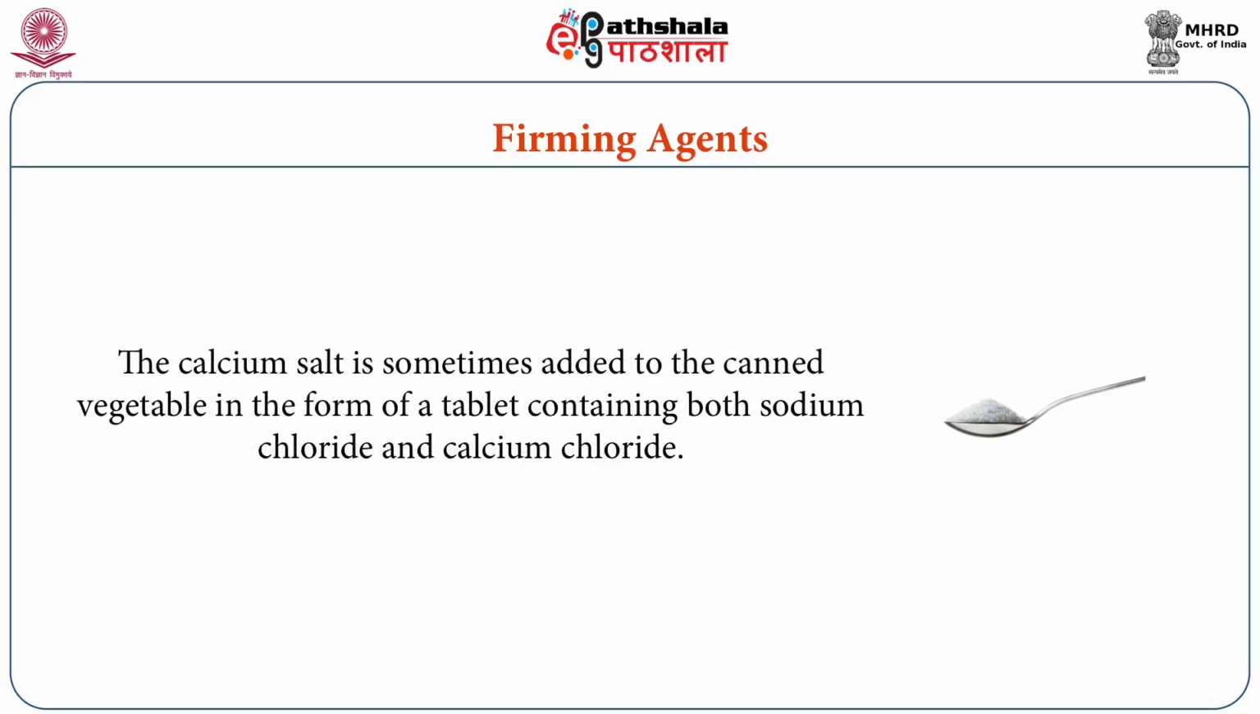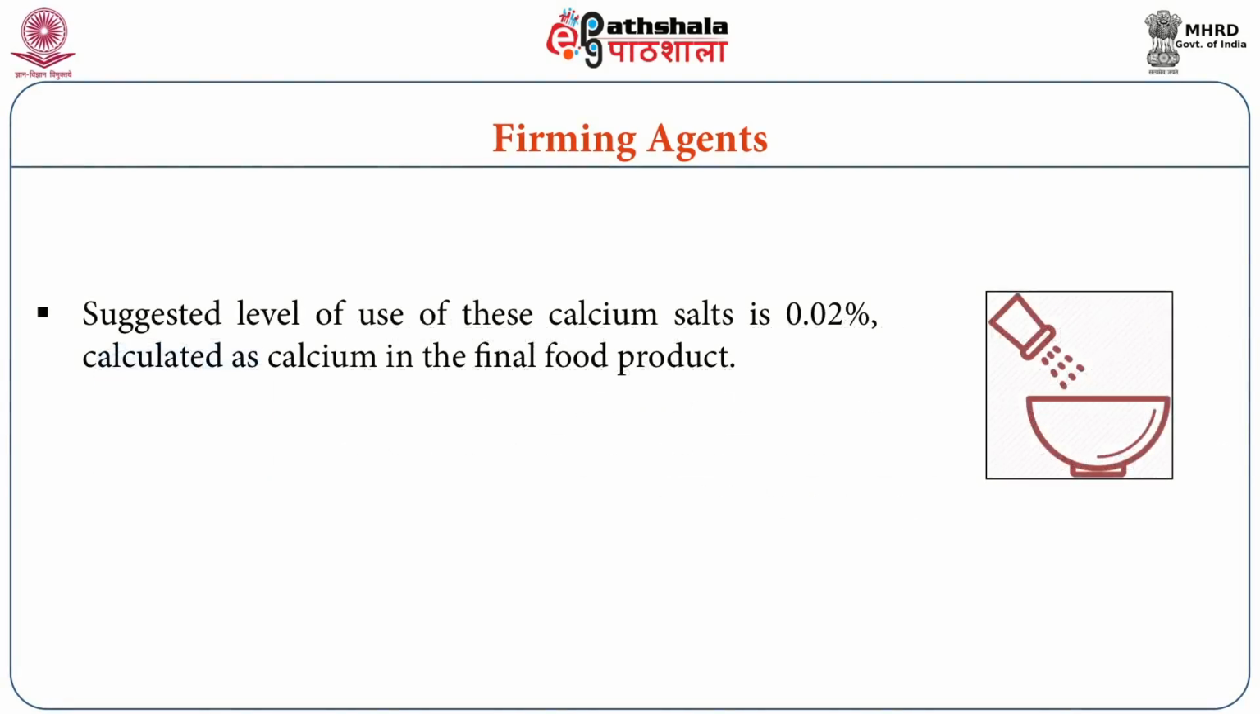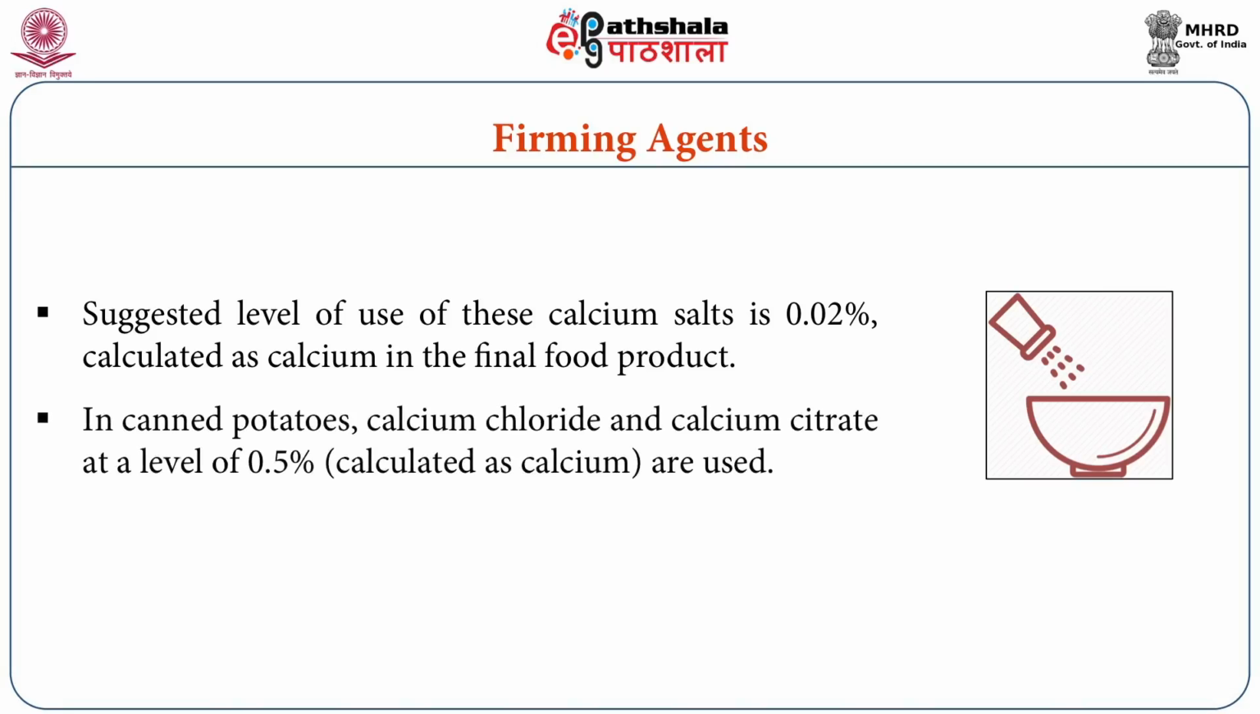The calcium salt is sometimes added to canned vegetables in the form of a tablet containing both sodium chloride and calcium chloride. Canned vegetables, canned apples, frozen apples and tomatoes are sometimes treated during processing with calcium chloride, calcium citrate, monocalcium hydrogen phosphate, calcium lactate or calcium sulfate to prevent them from becoming soft and disintegrating. The suggested level of use of these calcium salts is 0.02%, calculated as calcium in the final food product. In canned potatoes, calcium chloride and calcium citrate at a level of 0.5% calculated as calcium are used.